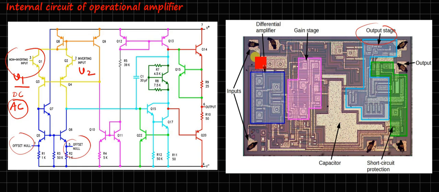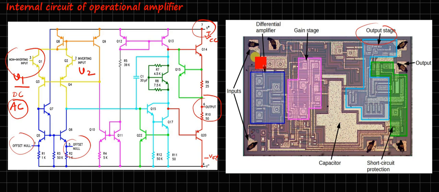IC pin number 7 is plus VCC, and pin number 4 is minus VEE. These are the DC voltages required to turn on the transistors present in the circuit. Pin number 6 is the output, where we get the amplified version of the signal present at V1 and V2.